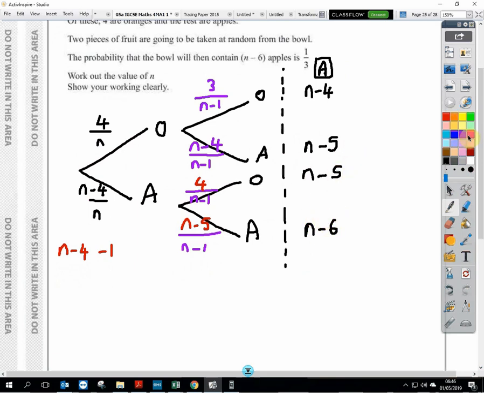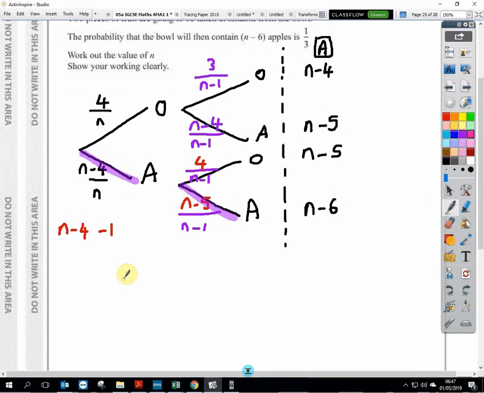So what the question is saying is, the probability that the bowl will then contain n minus 6 apples is a third. I've just shown you in some detail that they're talking about this branch only. This is the only one which will result in n minus 6, and we know that the probability of it is a third. So how do you work out apple, apple? What do you do when you move along the branches of a tree diagram? You multiply. So it's n minus 4 over n, times n minus 5 over n minus 1, and that should equal a third, because they tell us it's a third.